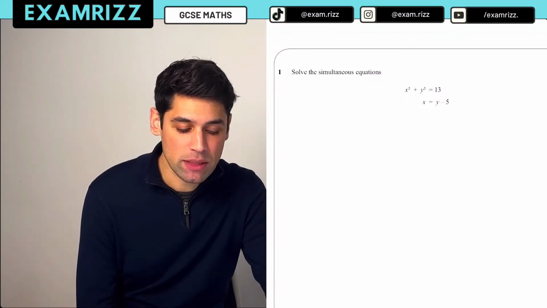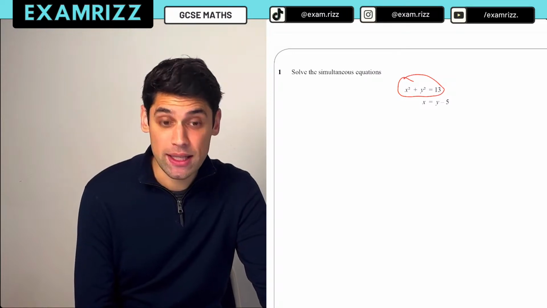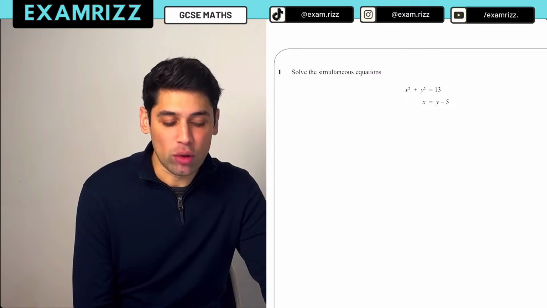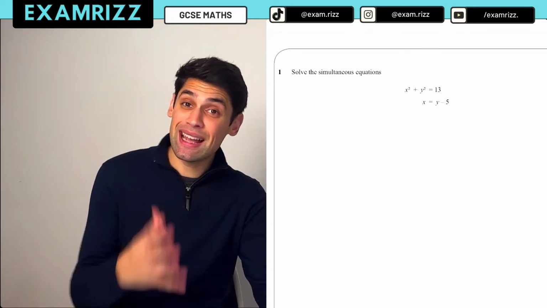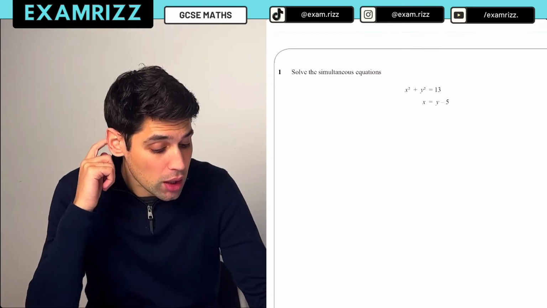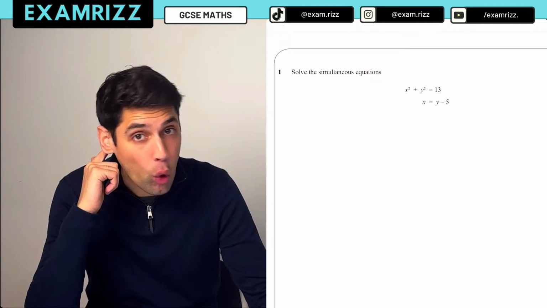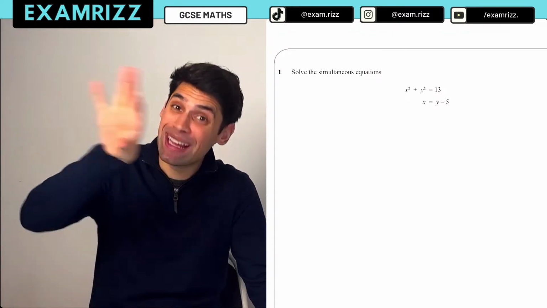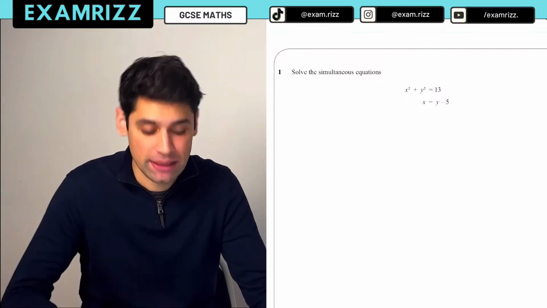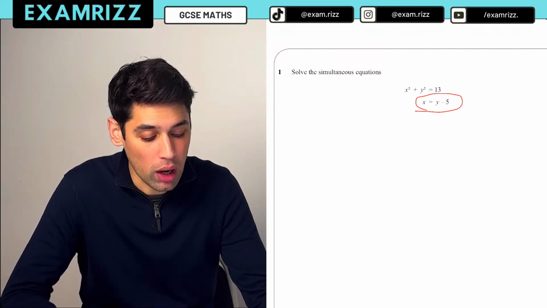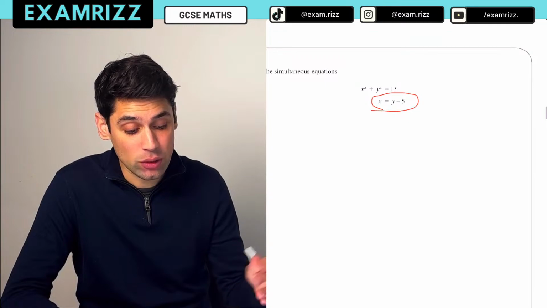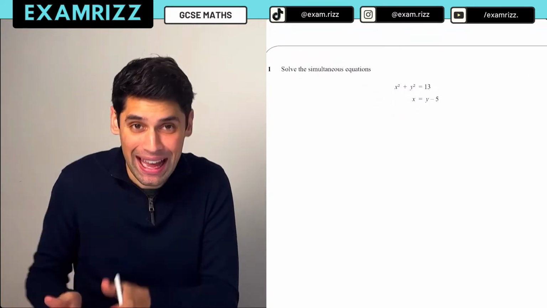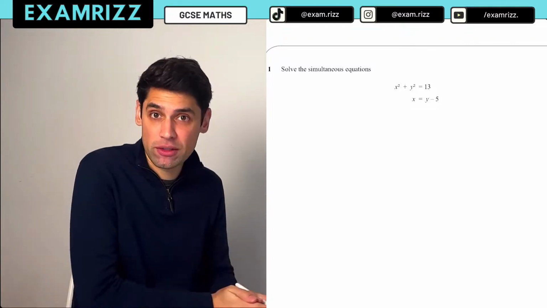The reason why we know that is because this top line has got squareds in it and the bottom line does not. That means we cannot subtract these from each other. Instead, we're going to use substitution. So the aim here is to make x or y, either x or y, the subject of one of them, and substitute it into the other one. So they've been quite nice here in that the second equation they've given us, x equals y minus 5, x is already the subject. So what that is saying is that x is y minus 5.